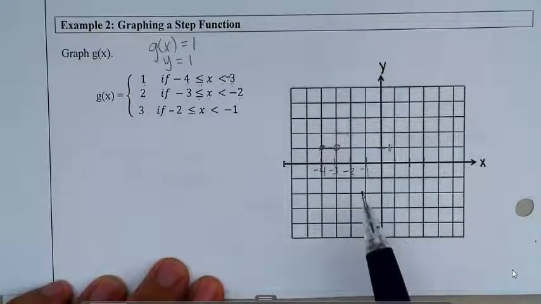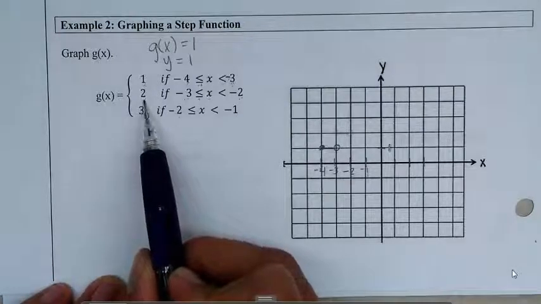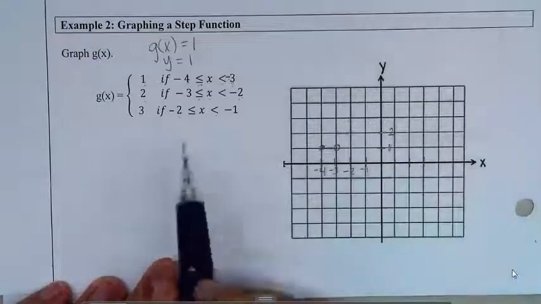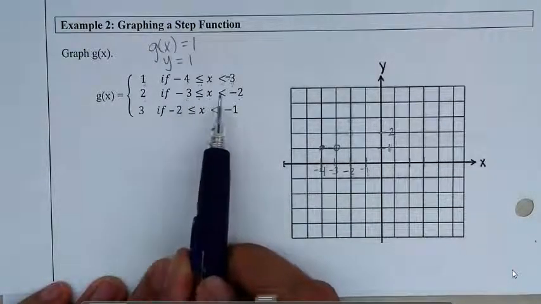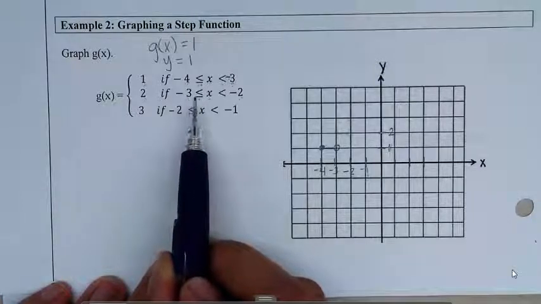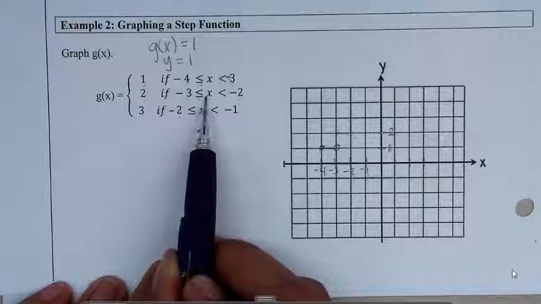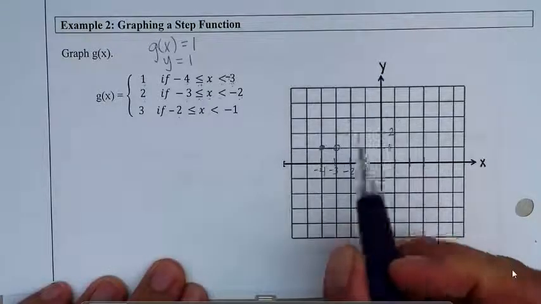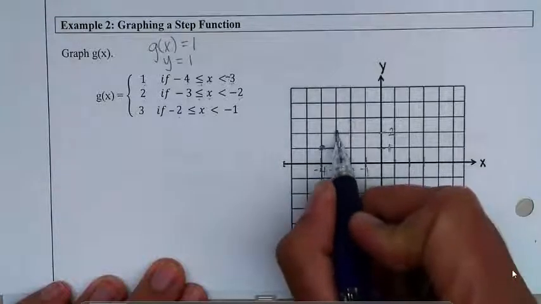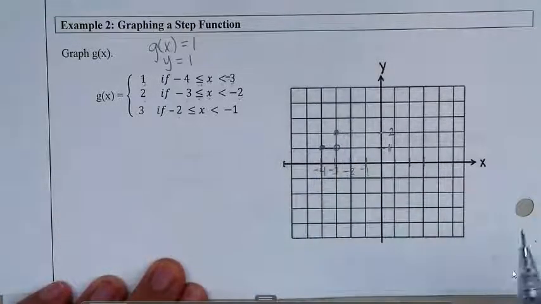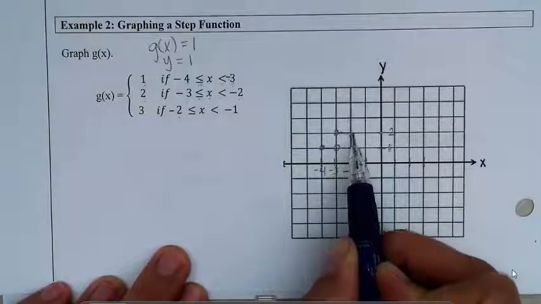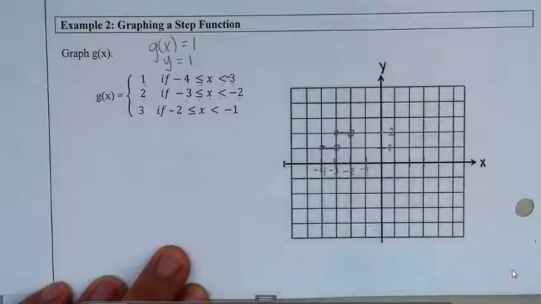Okay? And that allows us to now do our second piece, y equals 2. From -3 to -2, noticing that x is greater than or equal to -3, which means I will have a closed dot at x equals -3, sorry. So I'm going to have a closed dot at x equals -3, and then that goes all the way to -2, not +2.